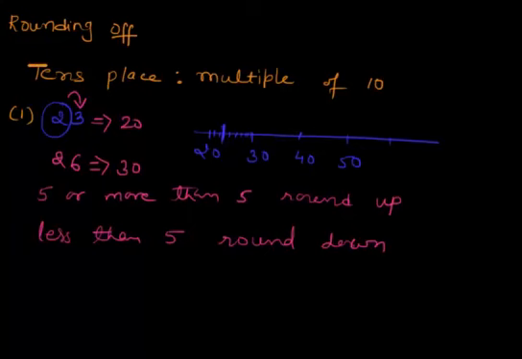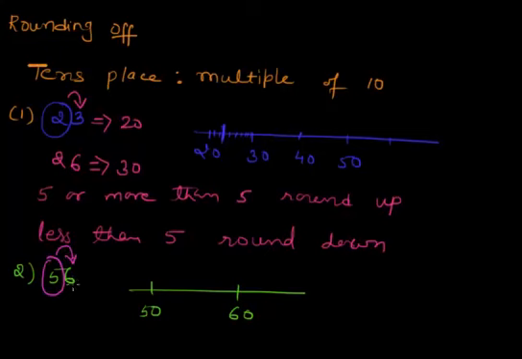Let's see another example. Suppose we have 56. Again on the number line, 56 is lying between 50 and 60, the multiples of ten. We are rounding it off at the tens place. This is your place. Next to 5 is 6. 6 is greater than 5, so we will round it off to the next number, that is 60. So rounding off 56 gives you 60.